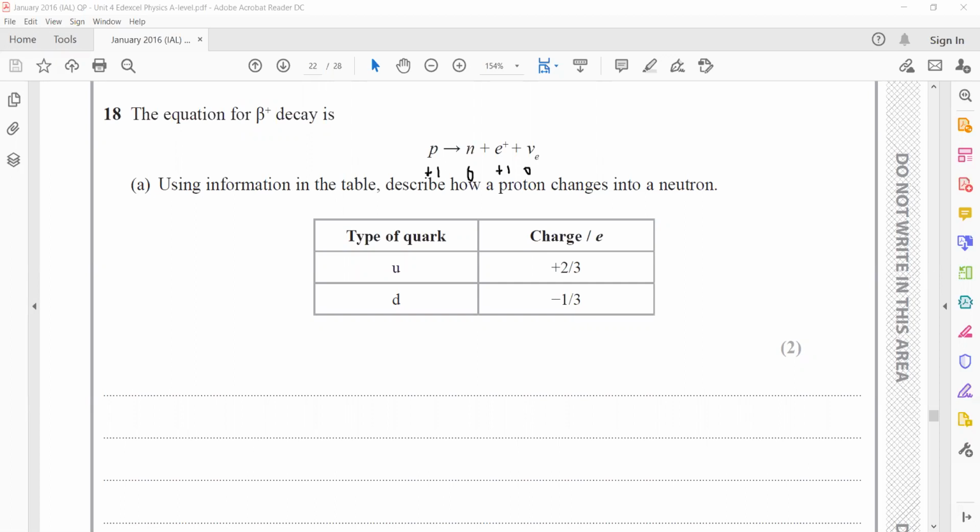So you can mention proton having a positive charge, neutron 0, positron +1, and electron neutrino 0. So when we check the charge on the left and right hand side, it is equal, which shows that this reaction is possible in terms of conservation of charge.